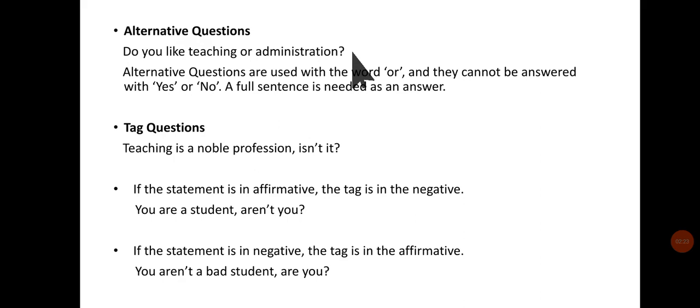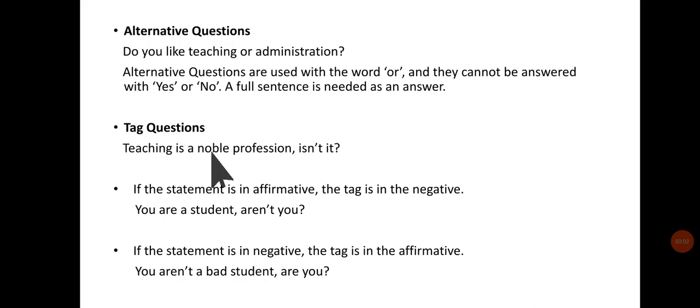This is alternative. So alternative questions are used with the word or, as you can see, and they cannot be answered with yes or no. Here you have to use a full sentence to give the answer. For example, if I ask you, do you like teaching or administration? Here you cannot say yes or no. Instead, you have to say, I like administration, or I like teaching. Or you can also say, no, I don't like administration, I like teaching, or I don't like teaching, I like administration. So this is how full sentences must be given in response.